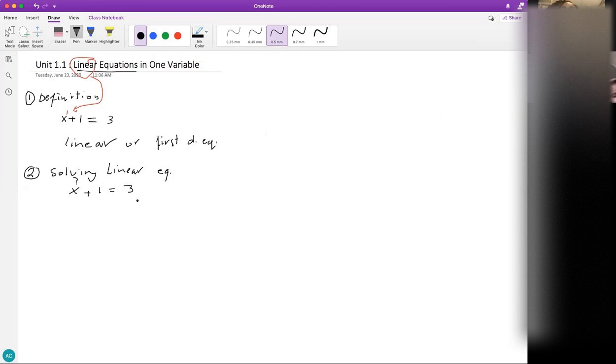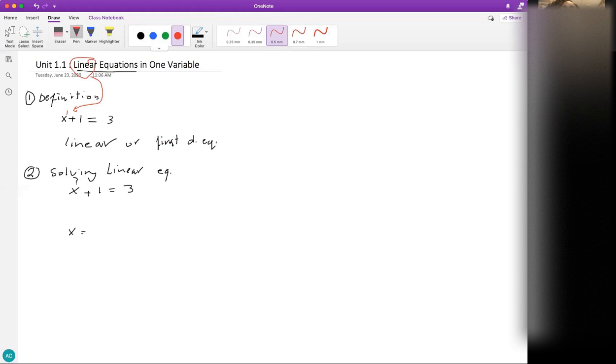What we do is try to isolate the x. We want it by itself, only on one side, equal to some number, some value, which will be the solution. So for this one, we want to get rid of this number. We don't want the 1, we want the x by itself. So we're going to isolate the x. In order to do so, we need to cancel the positive 1. How do you cancel the positive 1?